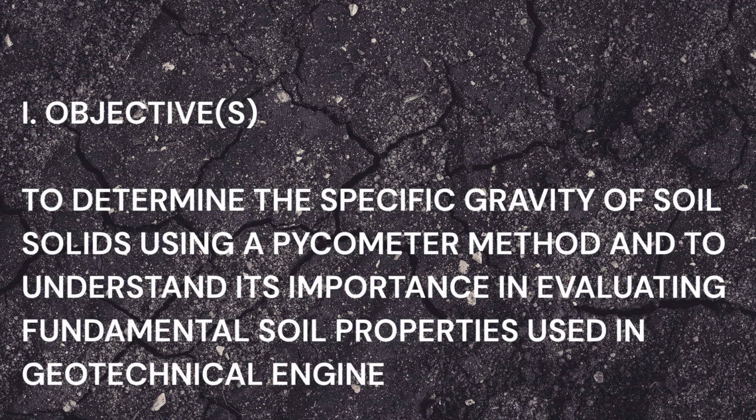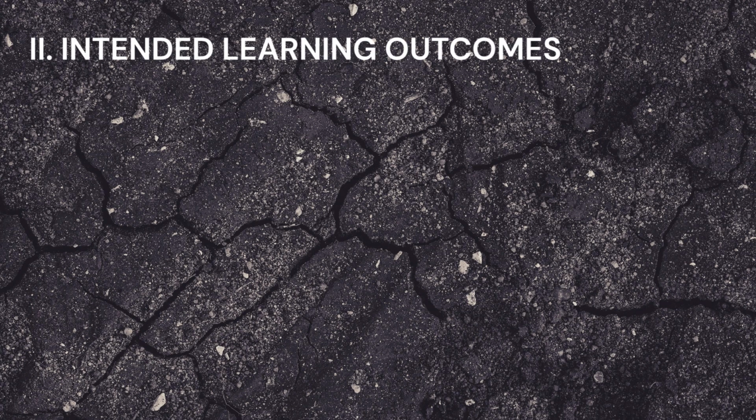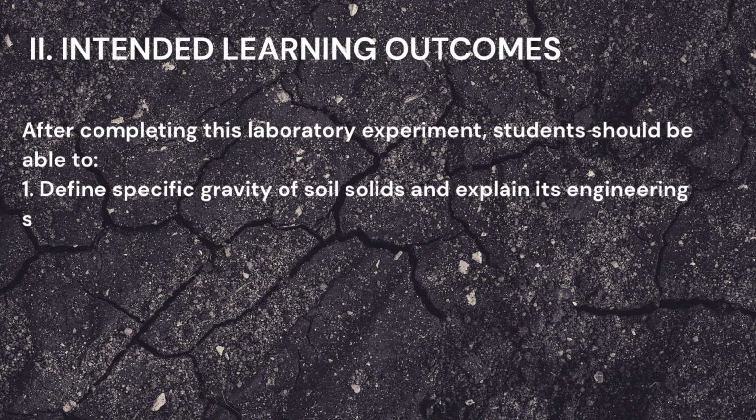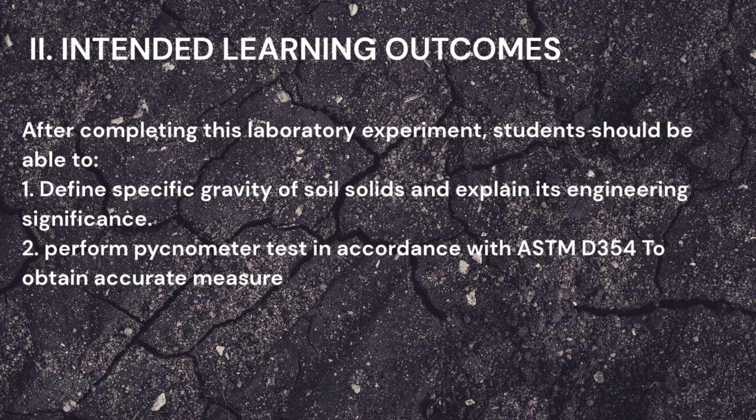in evaluating fundamental soil properties used in geotechnical engineering. Intended learning outcomes (ILOs). After completing this laboratory experiment, students should be able to: 1. Define specific gravity of soil solids and explain its engineering significance. 2. Perform the pyknometer test in accordance with ASTM to obtain accurate measurements.